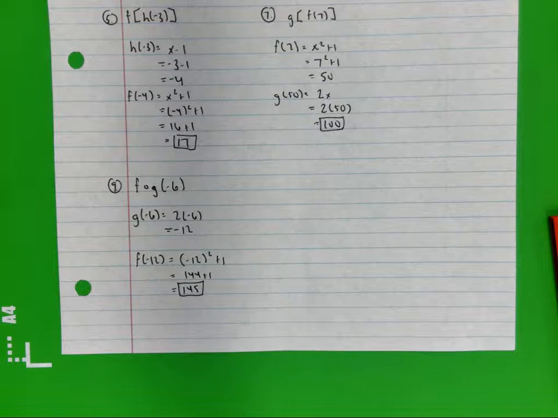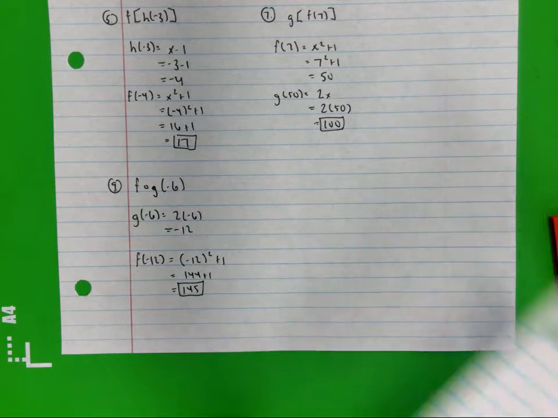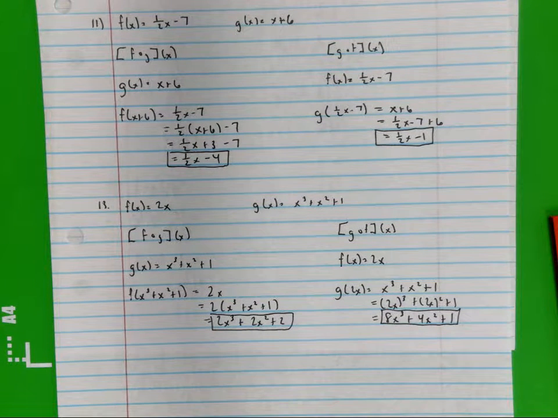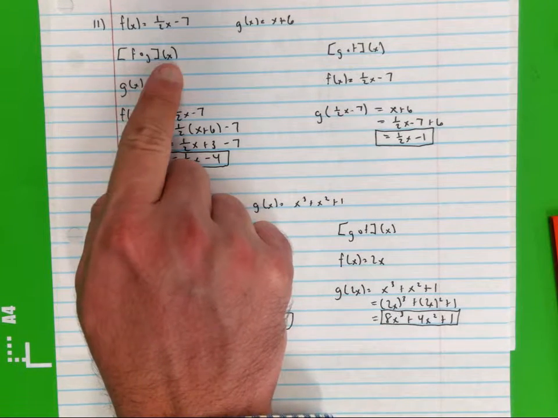Are we good on that first part of homework? All right. Let's look at this part of homework, 11 and 13. We had f of x equals 1/2 x minus 7 and g of x equals x plus 6. And we want to find f of g of x.